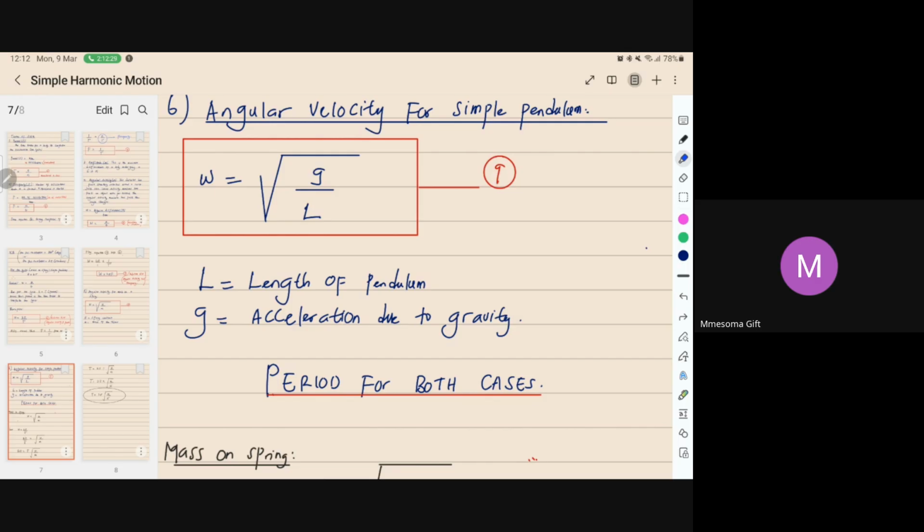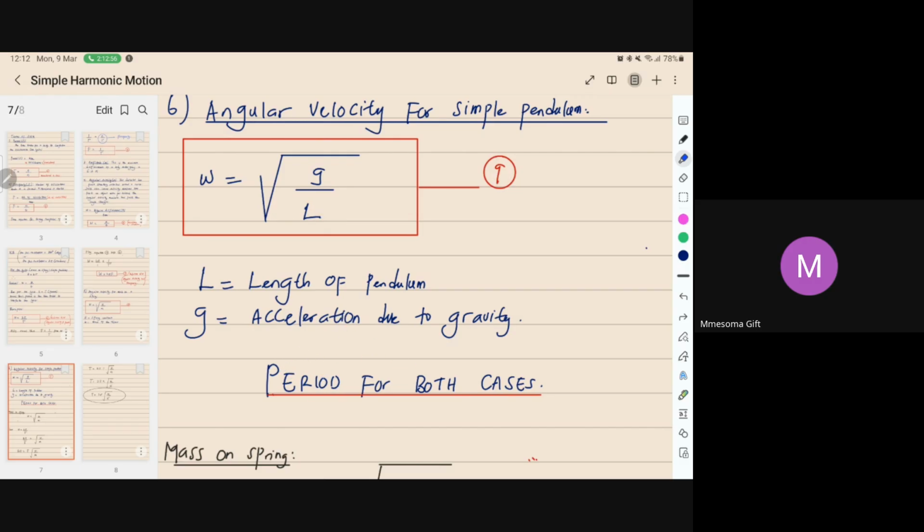Because simple harmonic motion is an offshoot of circular motion. I should have taught you guys circular motion first. So we're trying to relate that information of circular motion to our mass and to our spring. We're trying to connect our circular motion to them. So now this is angular velocity from your circular motion, and then these are the variables for simple pendulum, the g and the length of the pendulum. So how do I calculate the period?